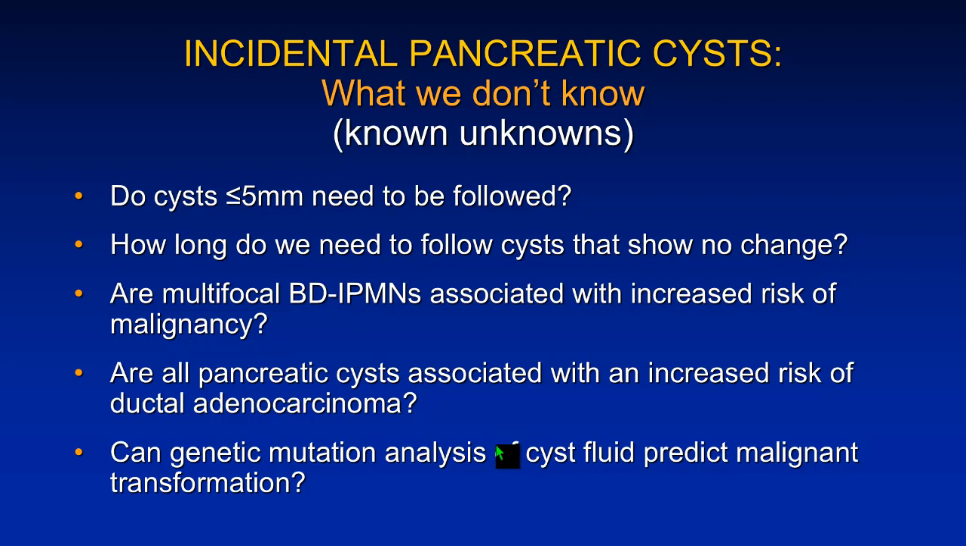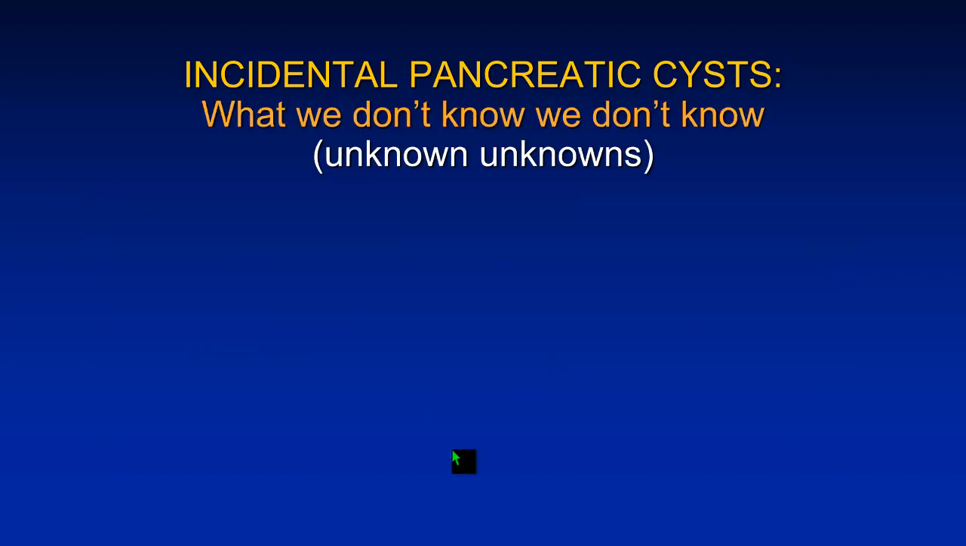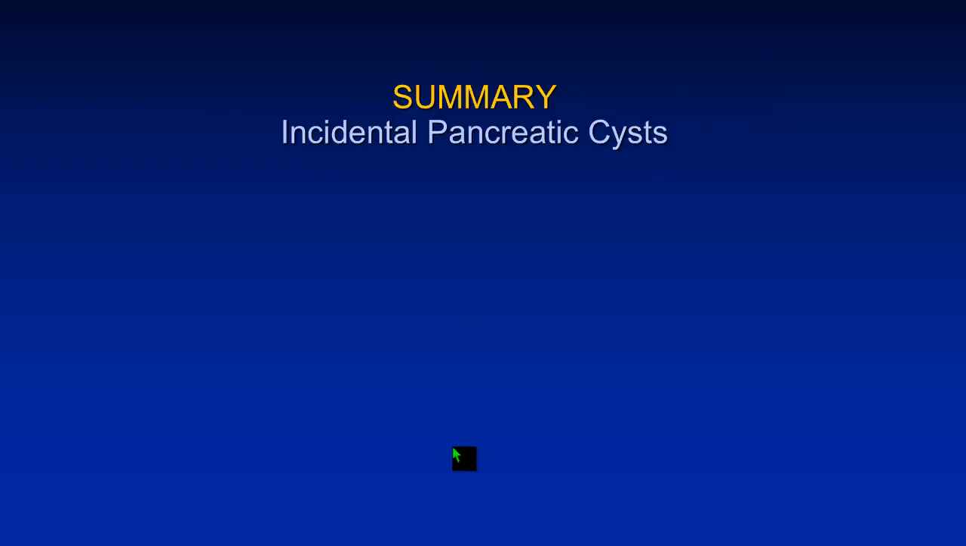Are multifocal branch duct IPMNs associated with increased risk of malignancy? Conflicting evidence so far, so jury's still out. Are all pancreatic cysts associated with an increased risk of ductal adenocarcinoma, or is there something different about those that are? And can genetic mutation analysis of cyst fluid predict malignant transformation? A promising area, but still not enough information to make that a routine part of our clinical evaluation. And then there are the unknown unknowns. I'm just going to leave this slide blank because I don't know what we don't know. So I'll leave that up to you.